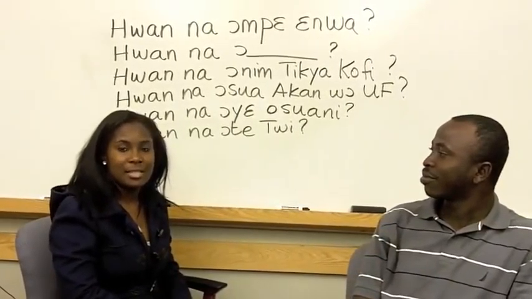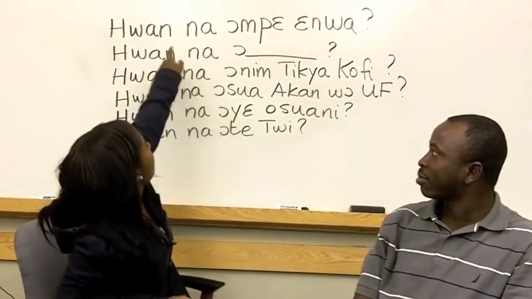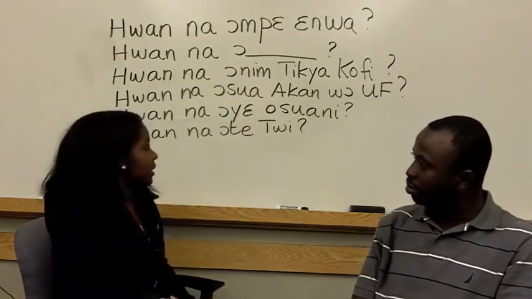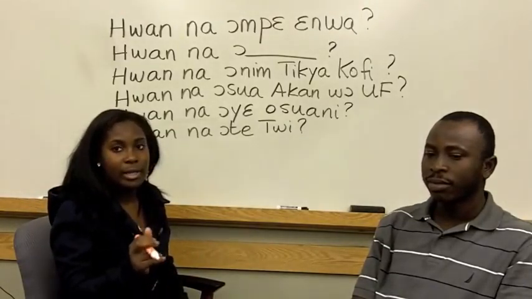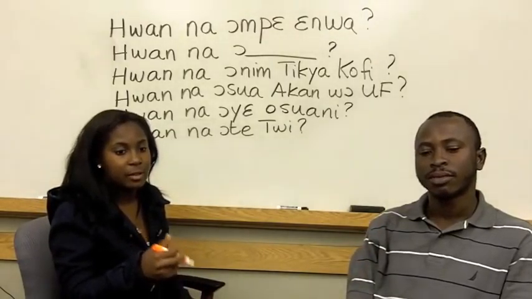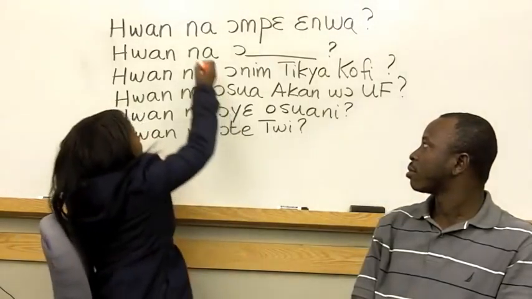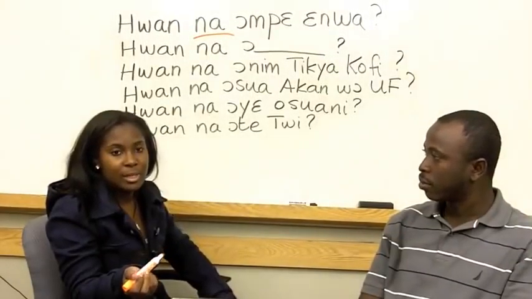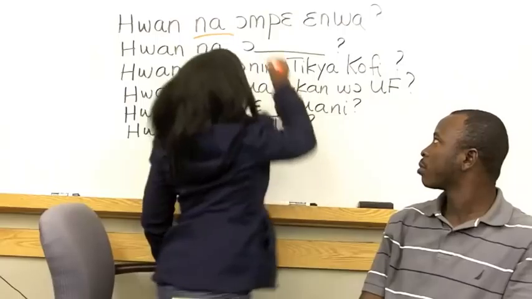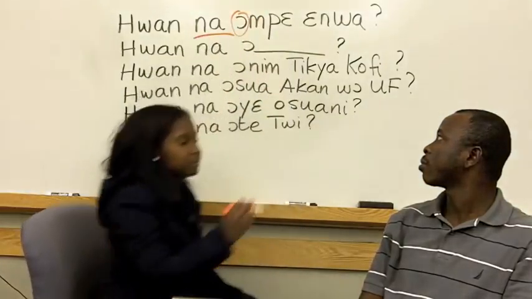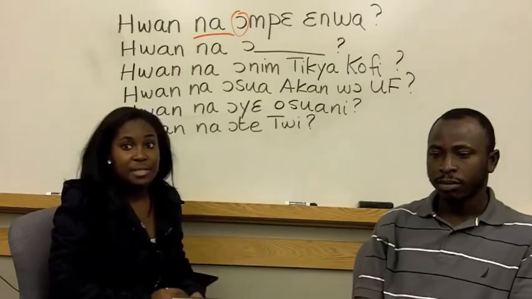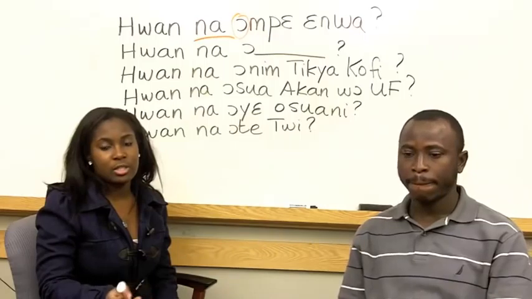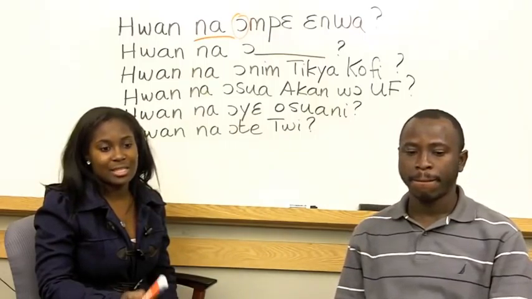Welcome back. Let's discuss the first line of the rhyme. Huayna ompe enwa. Like the other questions we discussed in lessons 1 and 2, huayna occurs in the beginning of a sentence, and then it is followed by na, which is right here. The most remarkable thing about huayna is that it is followed by the pronoun o. As you know, this means he or she. The question is translated literally as, who it is he or she does not like snails.